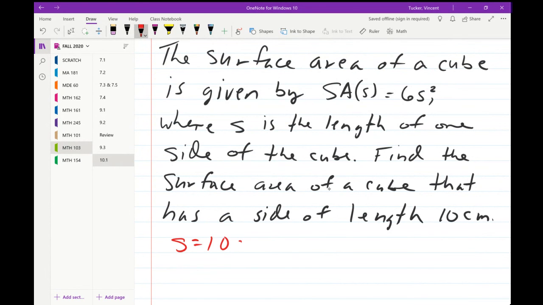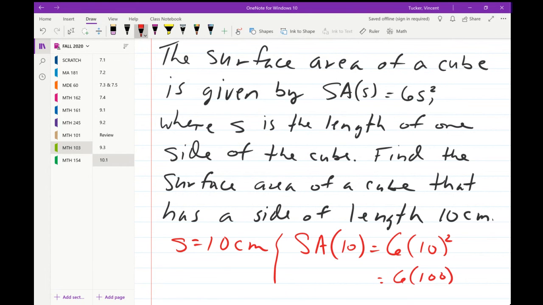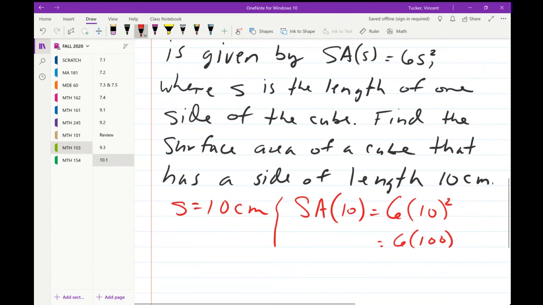So S is going to be 10 centimeters. So that means as far as the function goes, we're plugging in 10. So that's 6 times 10 squared. 6 times 100. And that's 600.